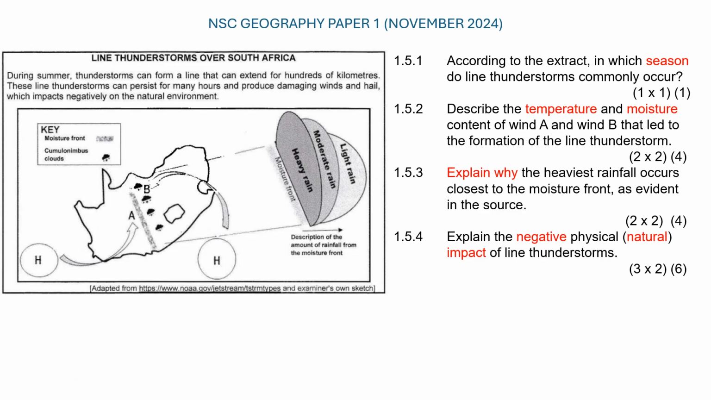Let's have a quick look at how this content was tested in paper 1 of November 2024. The extract reads as follows: line thunderstorms over South Africa. During summer, thunderstorms can form a line that can extend for hundreds of kilometers. These line thunderstorms can persist for many hours and produce damaging winds and hail, which impacts negatively on the natural environment. Question 1.5.1 reads, according to the extract, in which season do line thunderstorms commonly occur?